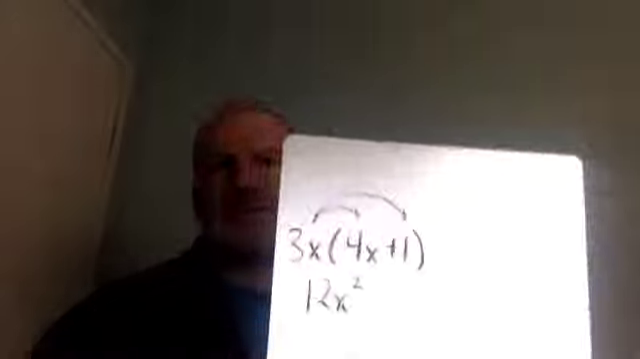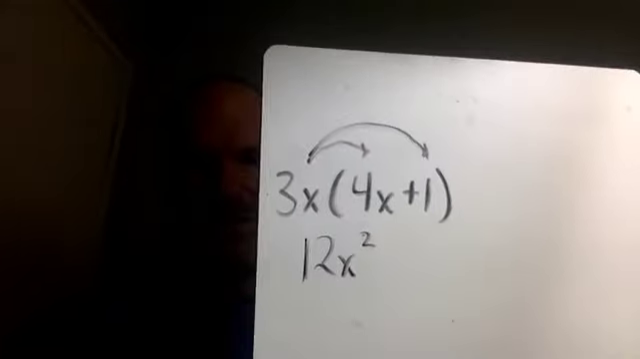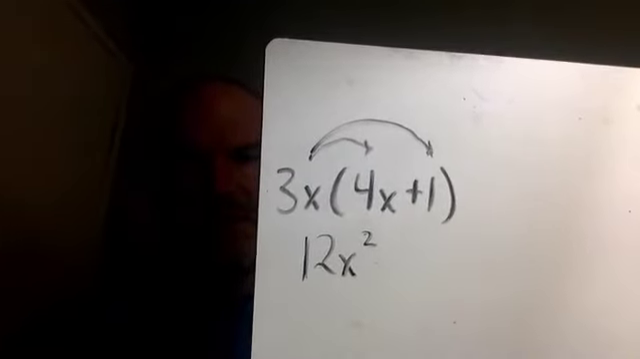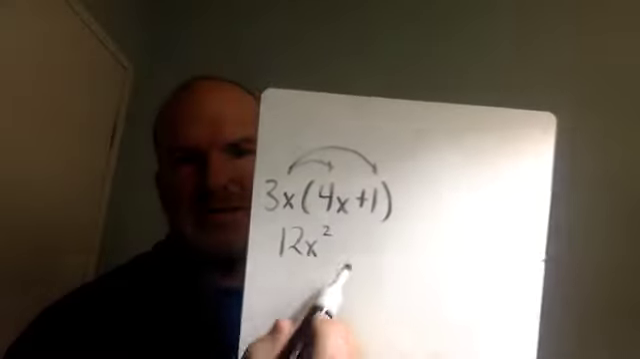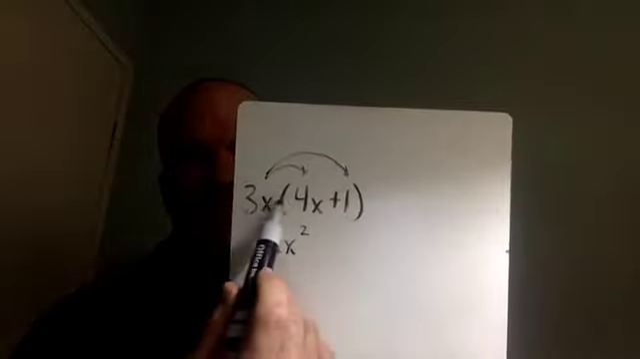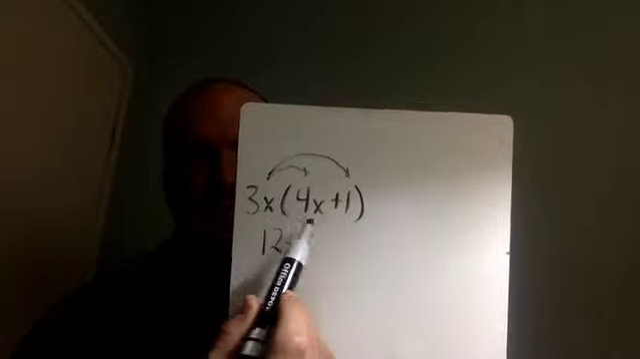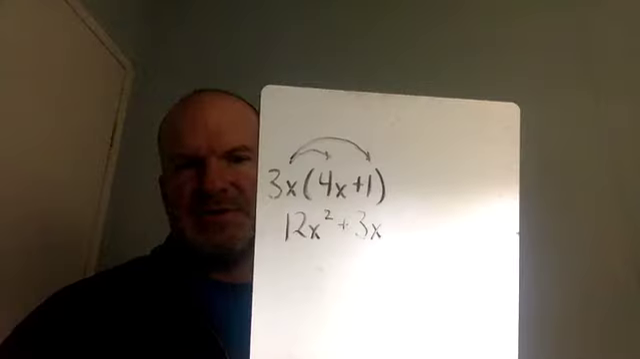3 times 4 is 12. X times x is x squared. When you multiply x's, you add the exponents together, and if there is no exponent, it's a 1. So this is 3x to the first power, and this is 4x to the first power. 1 plus 1 is 2. And then 3x times 1 is just 3x. 1 times anything is just itself. So you get 12x squared plus 3x.